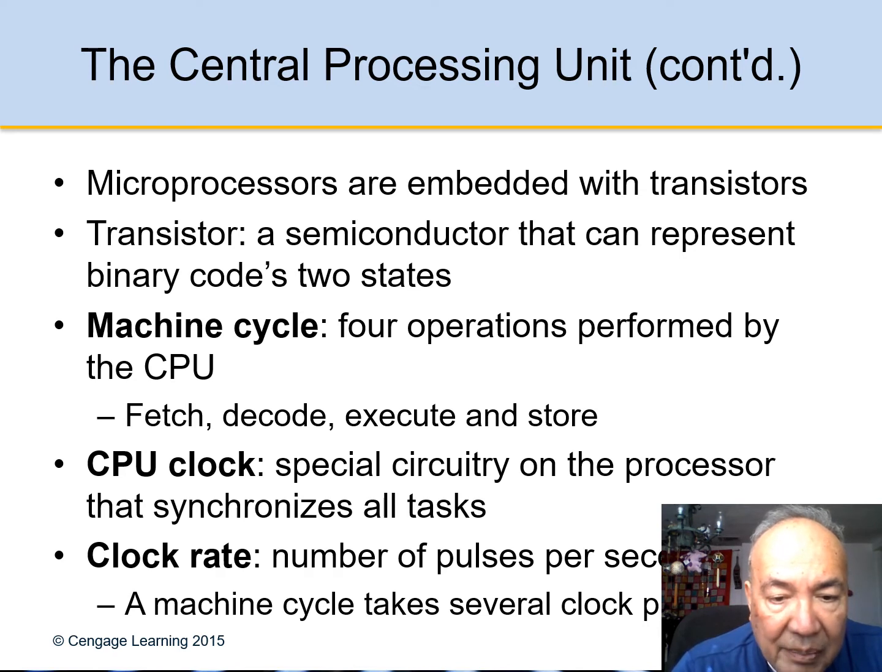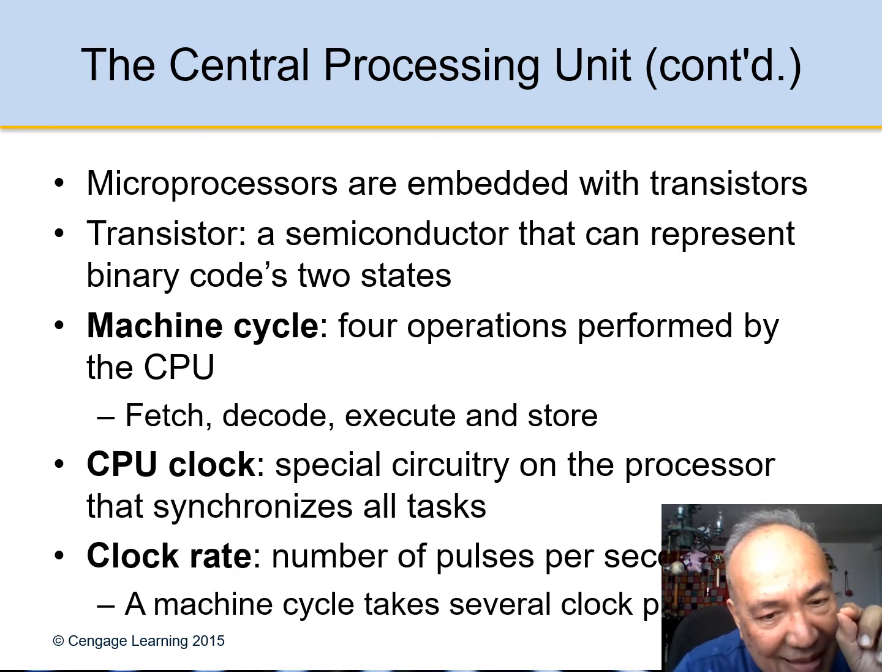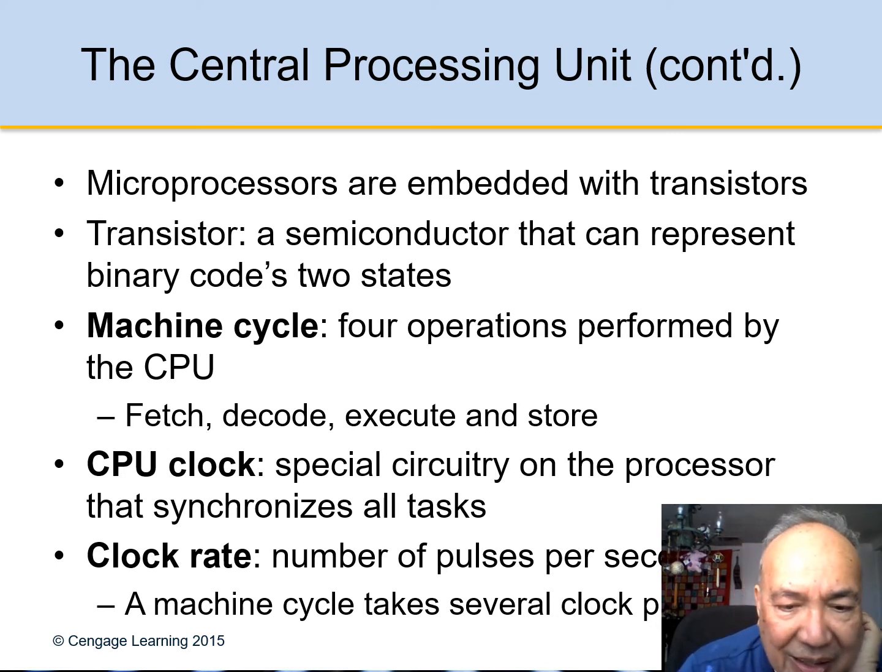So microprocessors are embedded with transistors. Once upon a time, in the 60s, we would buy a little radio called a transistor radio, and you could listen to music on it. But there was only one transistor in a transistor radio, and right now we have so many transistors. It's a very small transistor radio that processes data into information.